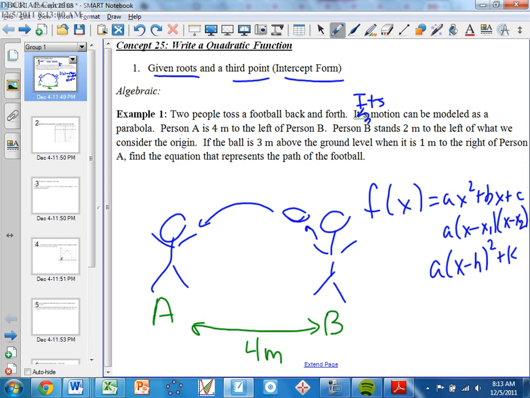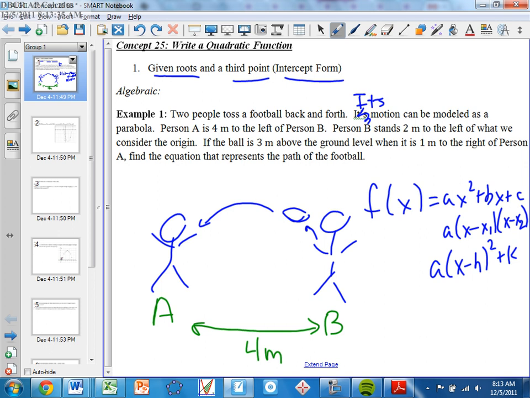Next. Juliet? Person B stands 2 meters to the left of where we place the origin. Okay, this is the hard part here. Person B, this is this person over here on the right, stands 2 meters to the left of what we consider the origin. So, based on that sentence, what can I do right now? Dirk. You could say that this person, sure, that person is good, but what can I show on my diagram? How can I do that?